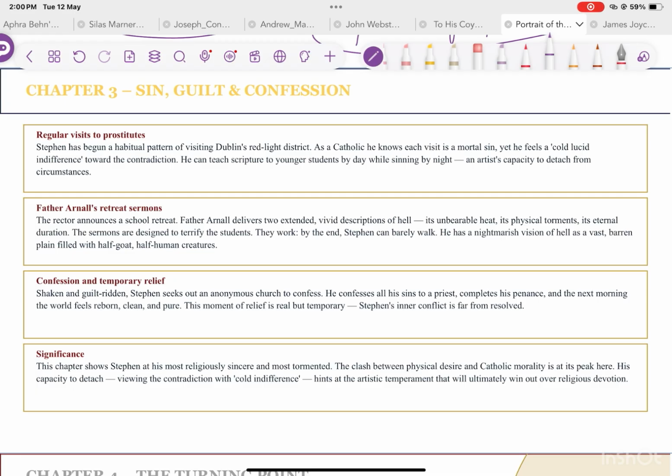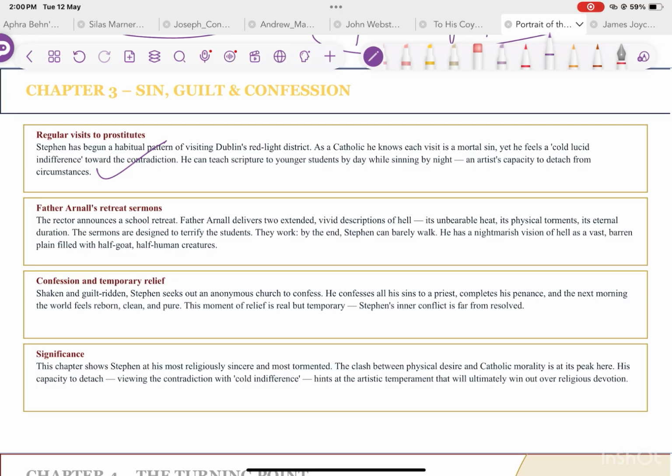Stephen experiences a cold and detached attitude towards his own moral downfall, personal feelings, and desires, and his growing indifference towards sin reflects his emotional numbness and spiritual confusion. Even while teaching religious lessons to younger students, Stephen no longer feels genuine guilt about betraying his faith. You can see the change that Stephen is going through.